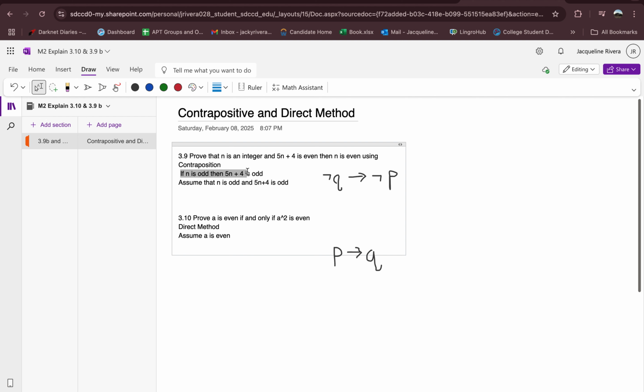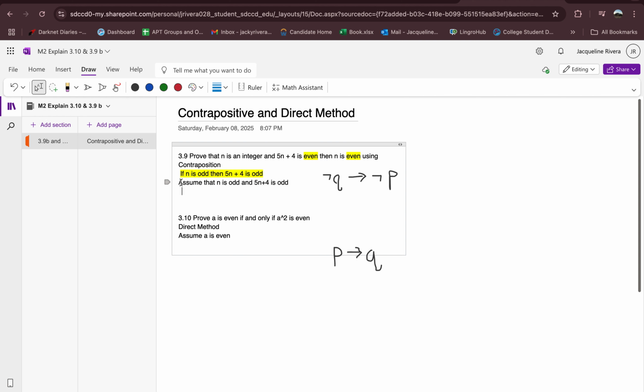And how we got to this point is, when you use contraposition, you're switching it from even to odd. So if it were to say that we're looking for if 5n plus 4 is odd, then n is odd, we would switch it to if n is even, then 5n plus 4 is even. But that is how we got to this conclusion for now.